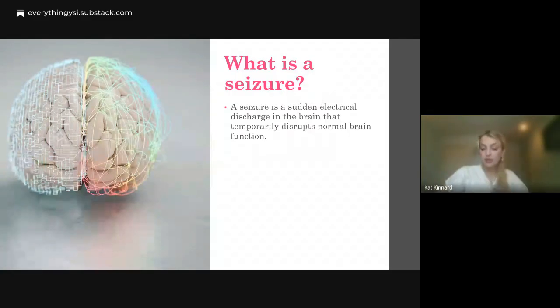Normally, billions of neurons communicate in an organized and coordinated way. During a seizure, these groups of neurons fire together in a hypersynchronous and uncontrolled manner. Depending on where that abnormal activity occurs determines the symptoms a person may experience. So anything from a brief staring spell to involuntary movements, changes in sensation, confusion, or a generalized convulsion.